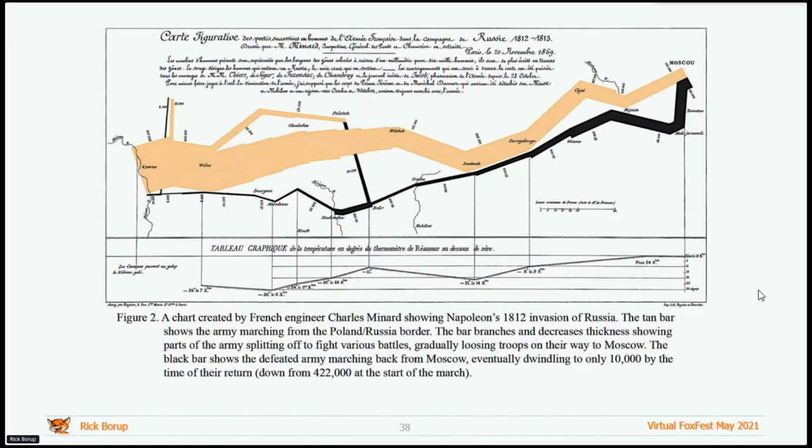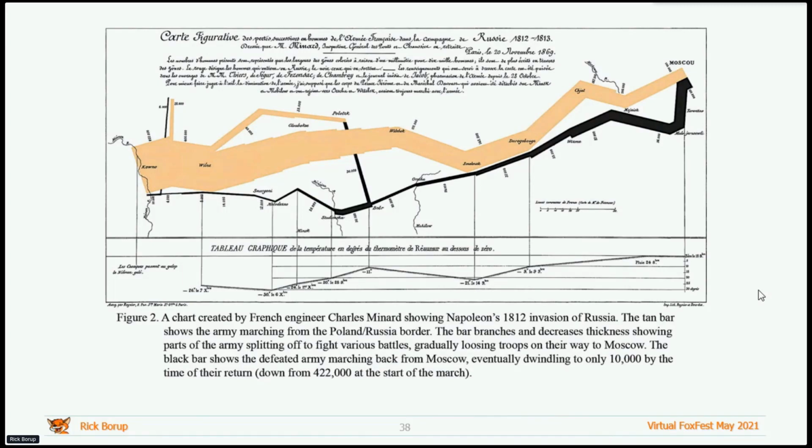The tan line moving from left in the Polish-Russian border to the right, upper right-hand corner at Moscow, illustrates the march during the invasion portion. The width or the height of that tan bar is the size of the army, starting at about 400,000 and diminishing fairly dramatically as it moves toward Moscow.